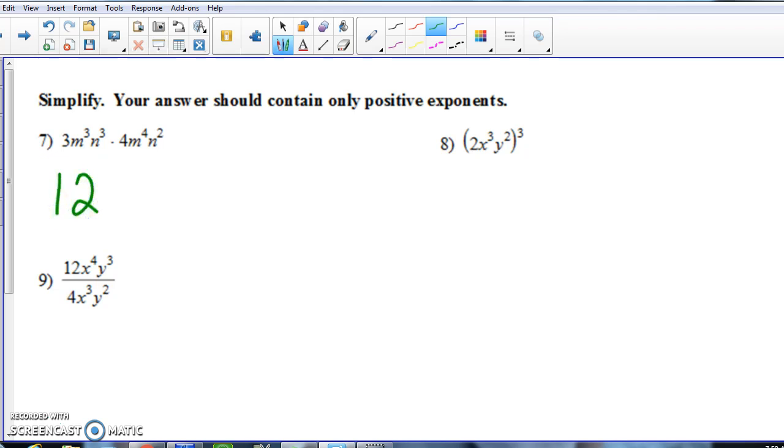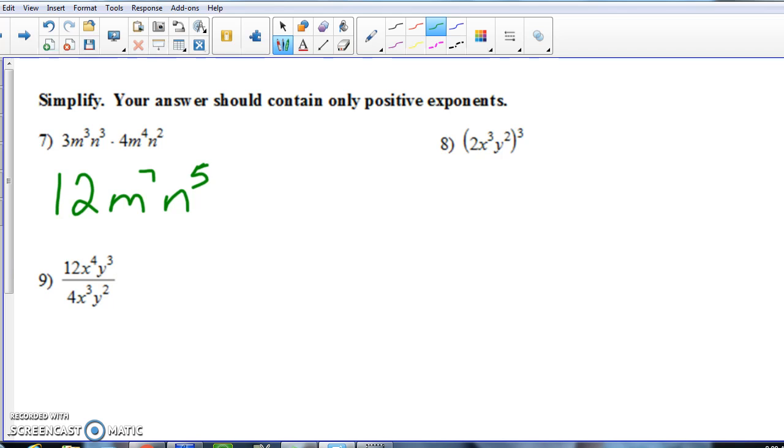Now, when you talk about exponents, when we are multiplying terms, we add exponents of the same variable. So if you have m's there, you have an m to the third and an m to the fourth. If you add their exponents together, you get m to the seventh. Similar with the n's, you have an n to the third and an n squared. You add their exponents together, you get n to the fifth.